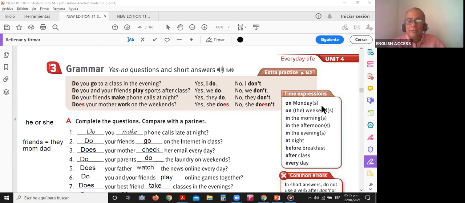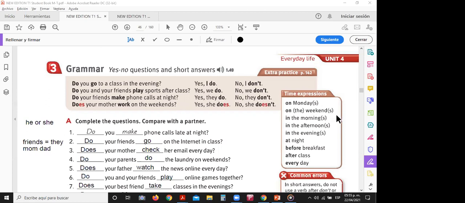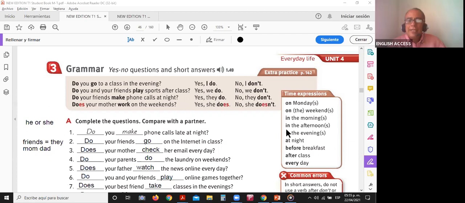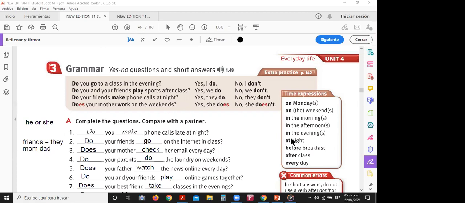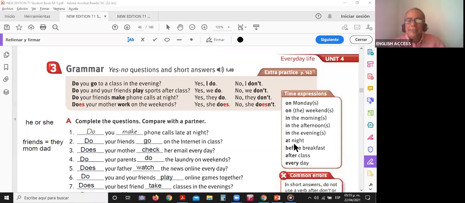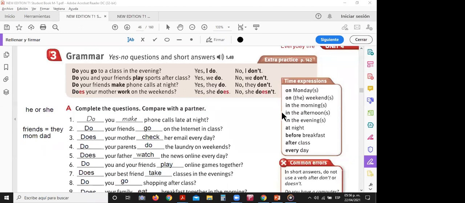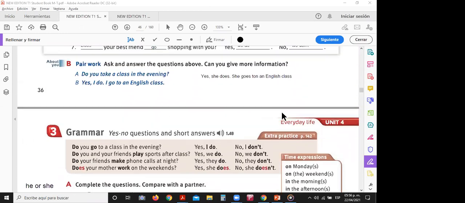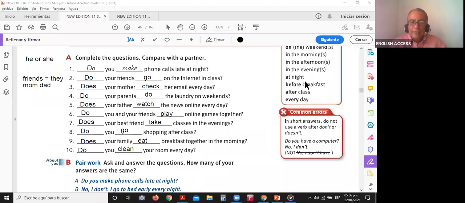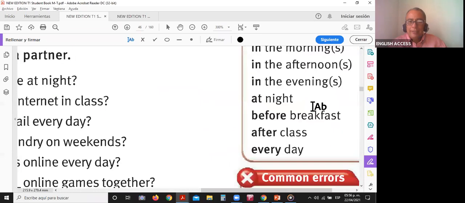Repeat with me. On Mondays. On the weekends. In the morning. In the afternoon. In the evening. At night. Okay, those are moments or general expressions about time. Por la noche, at night, exactly.